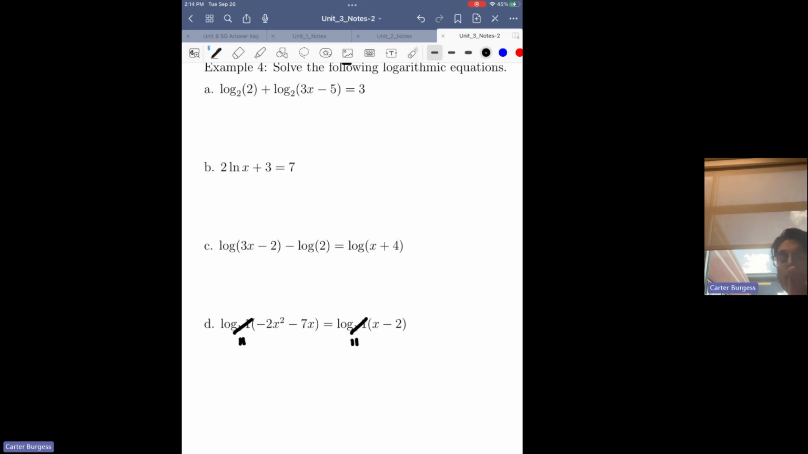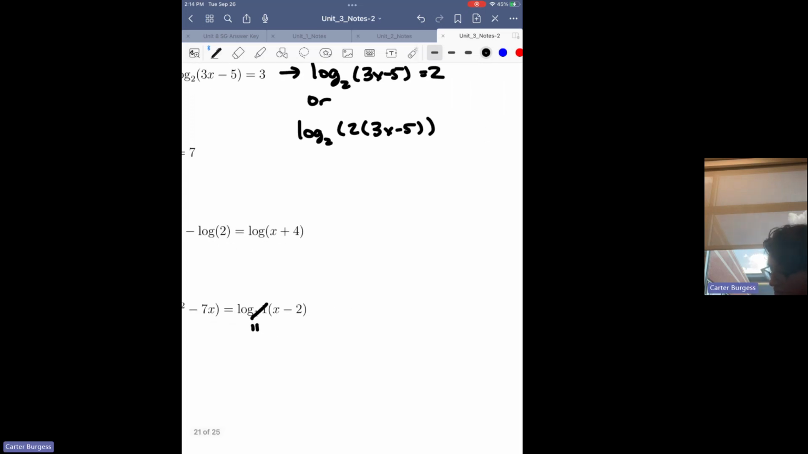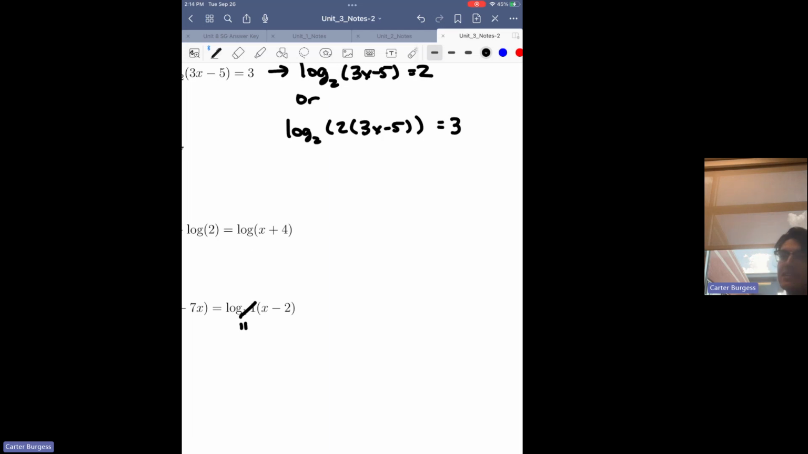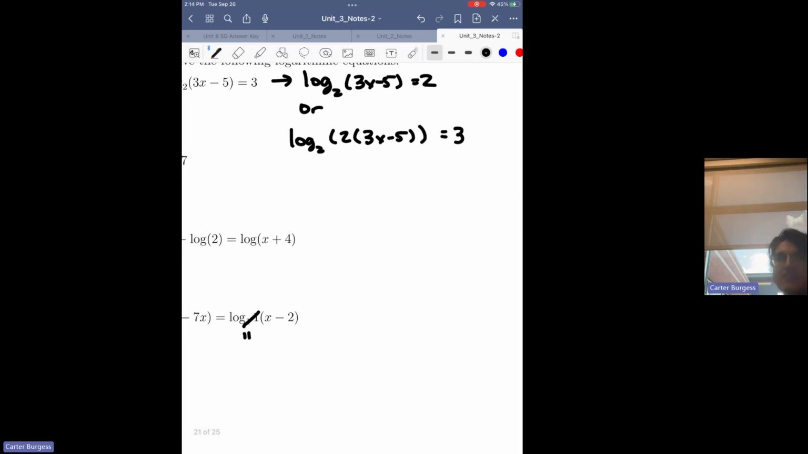We could also use the product rule in order to combine these. So either you'll get log base 2 of 3x minus 5 equals 2, or you'll get that log base 2 of 2 times 3x minus 5 equals 3. And ultimately, these are the same equation. They yield the exact same thing. So either product rule or simplification and then going through the motions. Whichever one of these we solve, we're going to get the exact same thing, so it doesn't really matter.